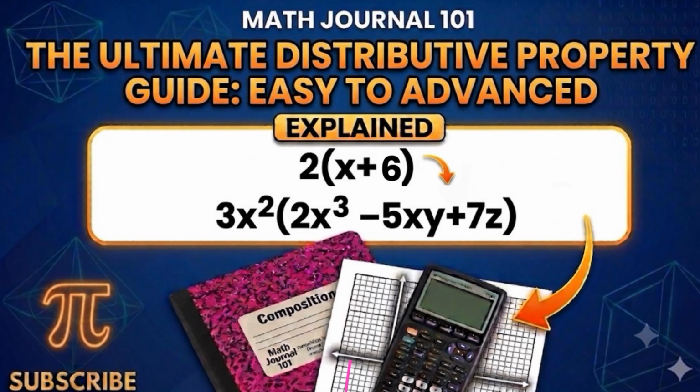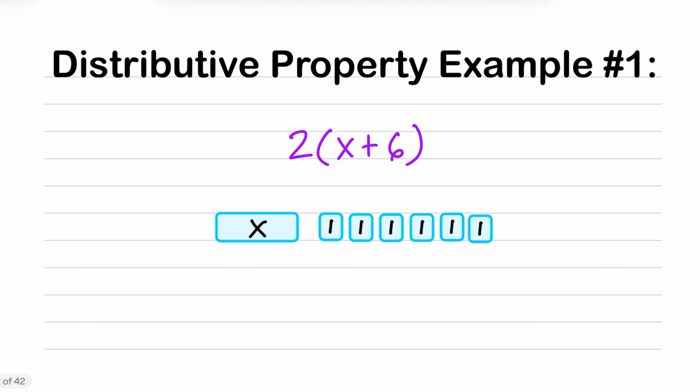Hello, in this video we're going to look at the distributive property using 3 different methods. We're going to start with some easy ones and work into some more challenging ones. Our first problem is 2 times the quantity x plus 6.